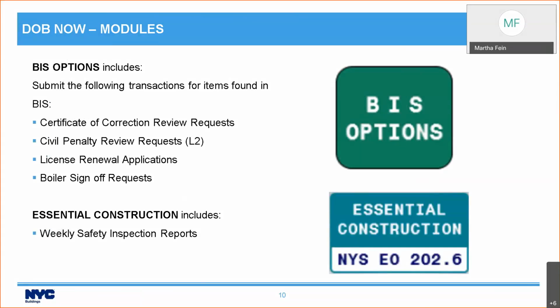The BIS options allows you to do some transactions for items that were found in BIS, for jobs that were created in the old system. You can have certificate of correction review requests, civil penalty review requests. Again, this is specifically for jobs that were filed in BIS. License renewal applications and boiler sign-off requests. And then there's the essential construction, which is where you can find weekly safety inspection reports.